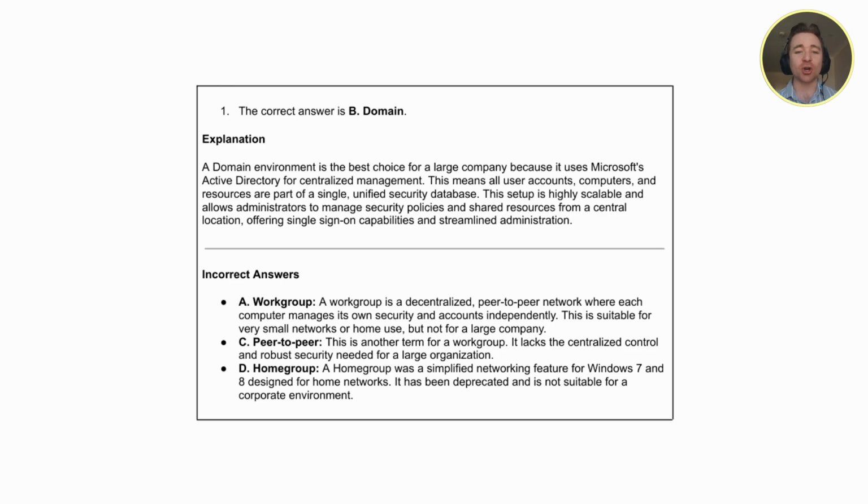It is B, domain. Remember, guys, domain is that central management. Workgroup is individual, decentralized devices manually, individually being configured. So if you're in an enterprise environment that needs any kind of central management, the answer is domain. If it's a small office setup where computers are individually managed with no central management, it's a workgroup or peer-to-peer. That's another way to say the same thing, workgroup, peer-to-peer.